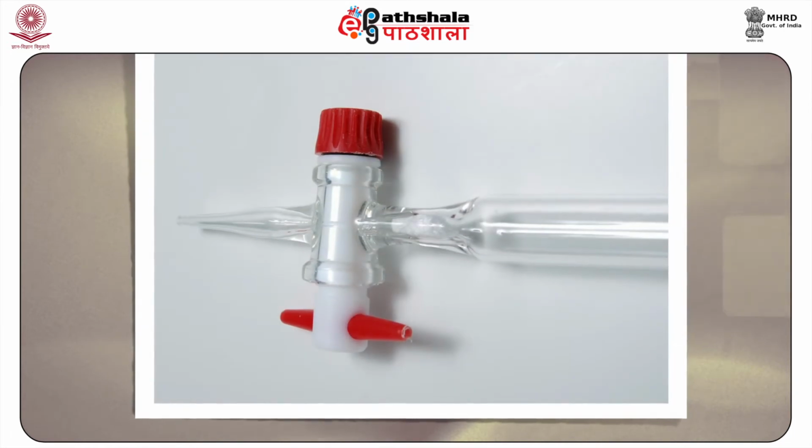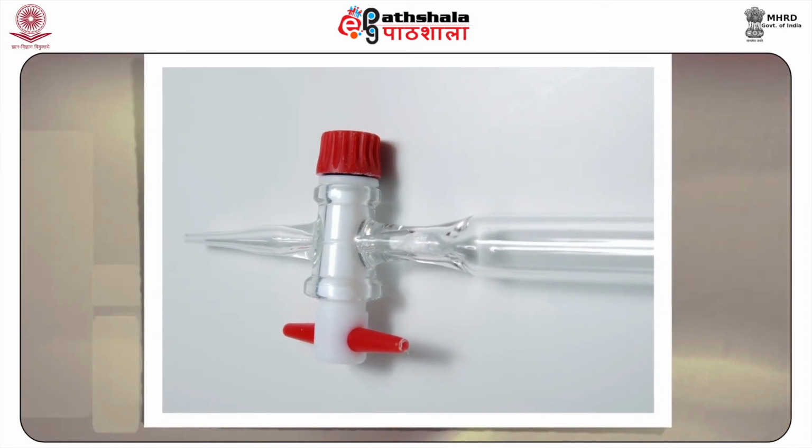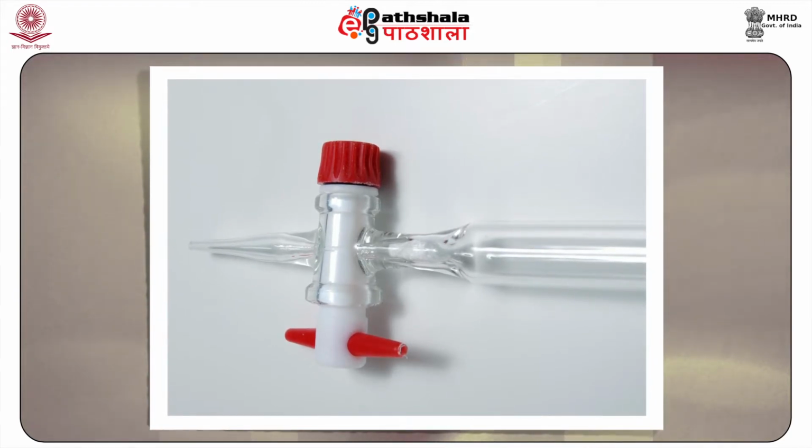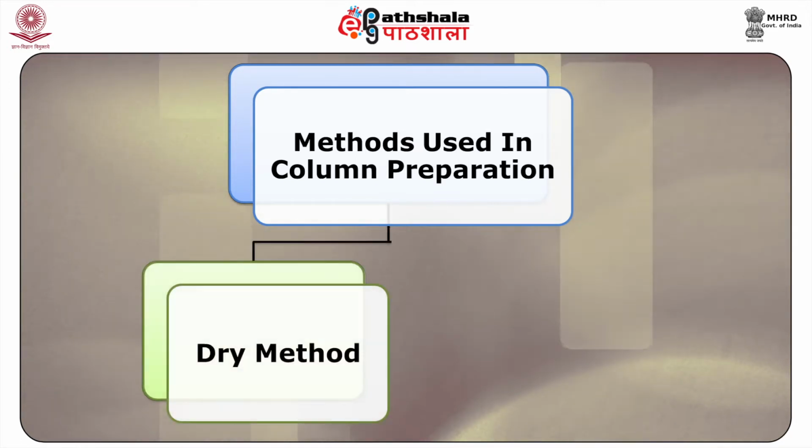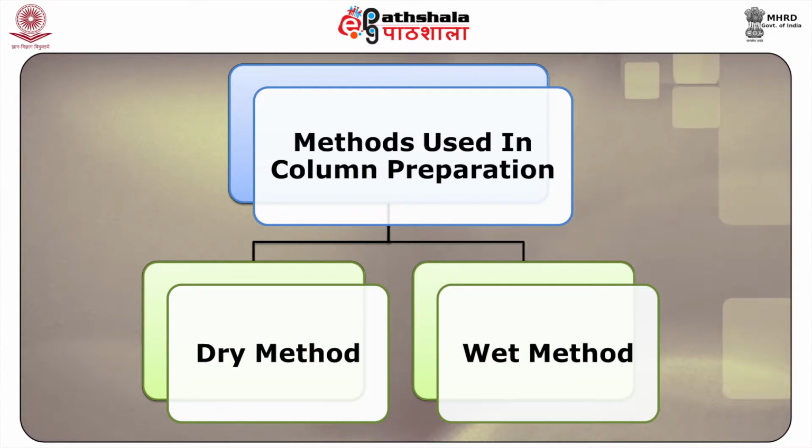The column used is a tube made up of glass with a diameter from 5 millimeters to 50 millimeters and a height of 5 centimeters to 1 meter, with a tap and some kind of a filter at the bottom of the tube. The methods that are generally used in column preparation are the dry method and the wet method. In the dry method, the column is filled up with dry powder that constitutes the stationary phase. After this, the mobile phase is made to pass through it until that powder becomes completely wet.